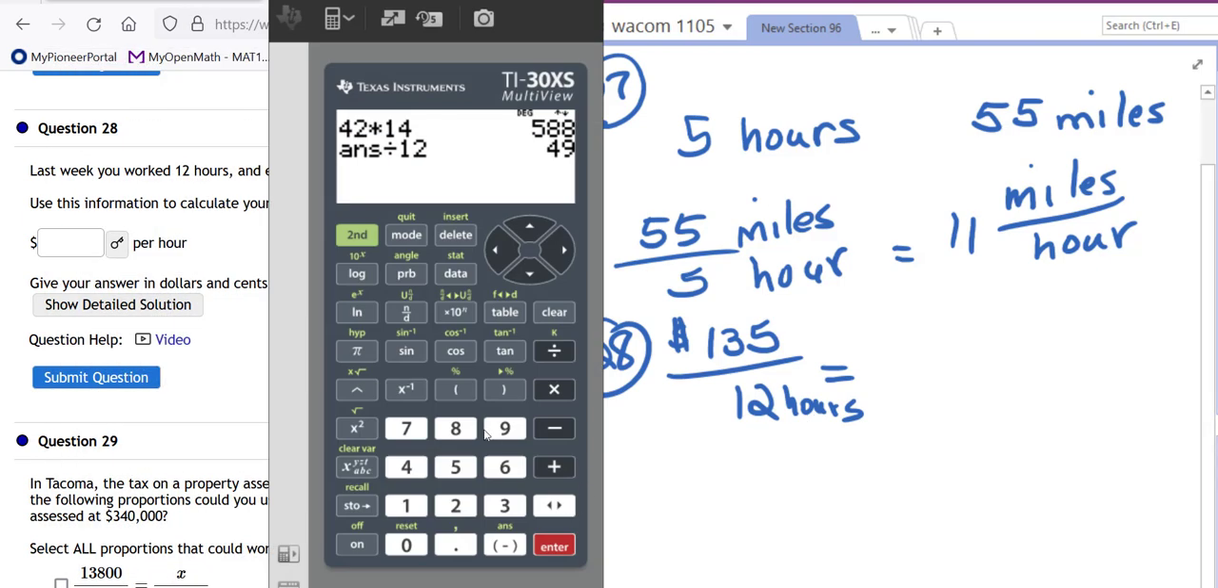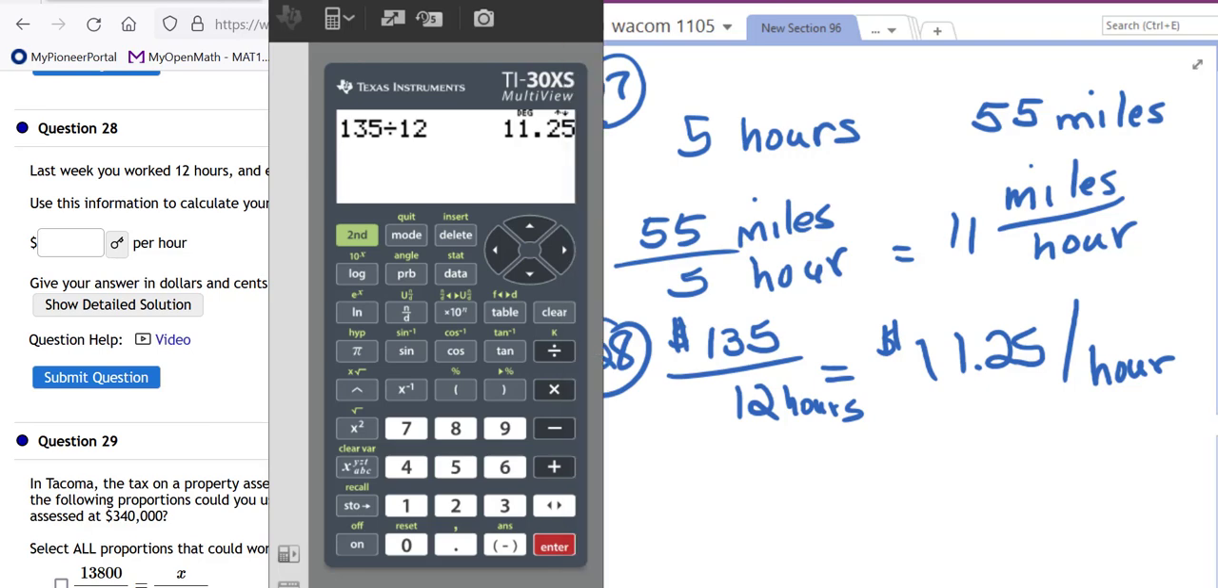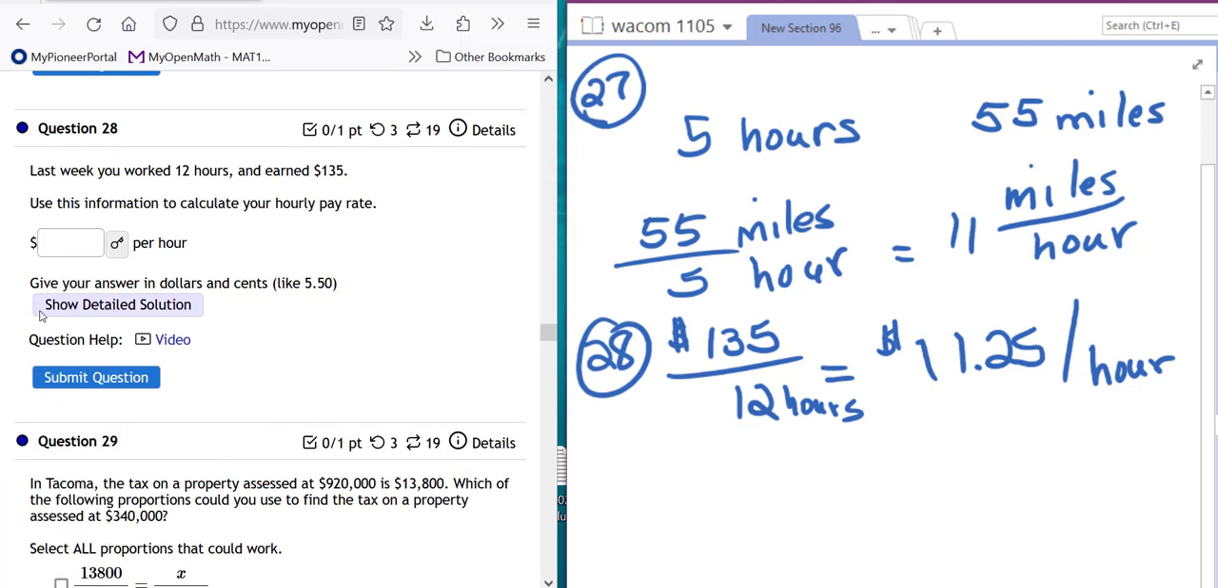So Mrs. H would dump those out of this section. 135 divided by 12. So your rate is $11.25. You could write it like this per hour. You could write the word per. Let's see what they did. All right, they wrote per hour right here. All right, $11.25.